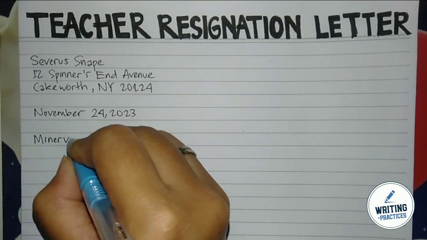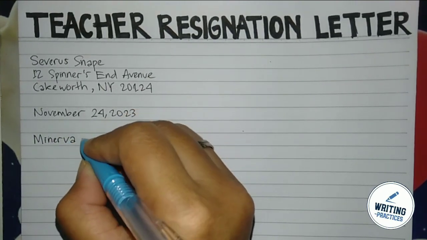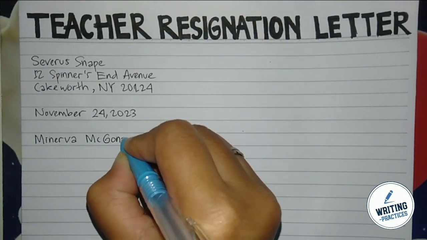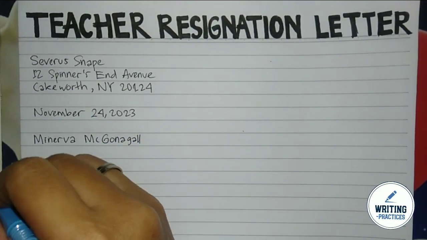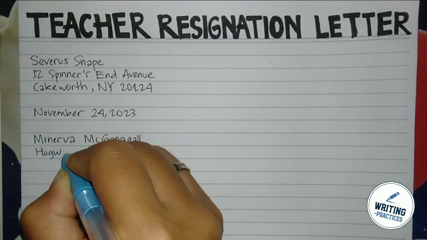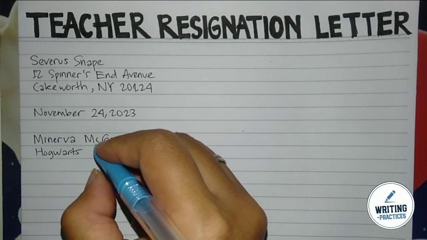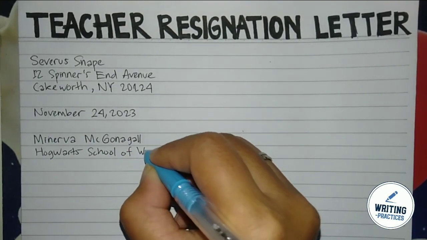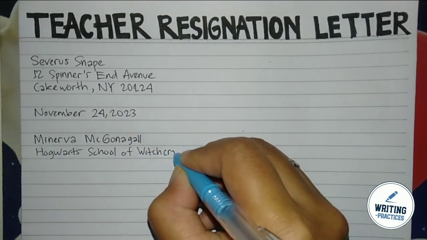And then, write the information about the recipient. You must write the full name, and write the occupation in the institution, like principal, headmaster, or so on. And write also the name of the school or institution. For example, the letter here is addressed to Minerva McGonagall in Hogwarts School of Witchcraft and Wizardry.